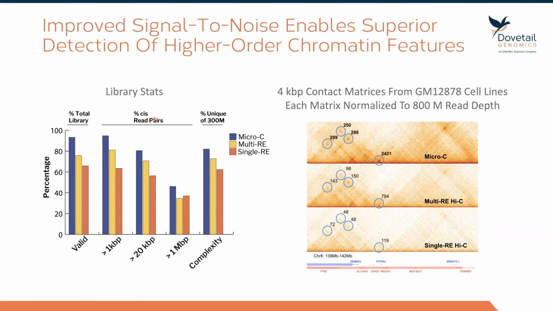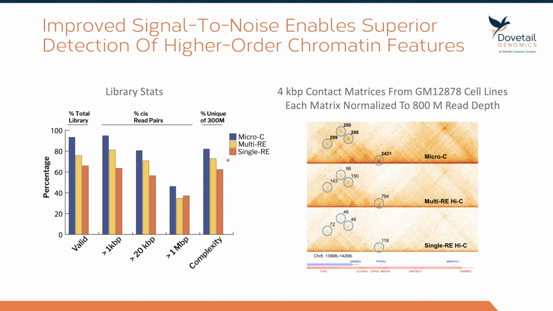Now, of the cis reads, we're asking what's the insert size. So greater than 1 kb, we're at about 95%. So almost all of our molecules are in fact capturing a distance that's longer than the library fragment. And if we go to the extreme here of what's longer than a megabase, 50% of our data captures information spanning a megabase.